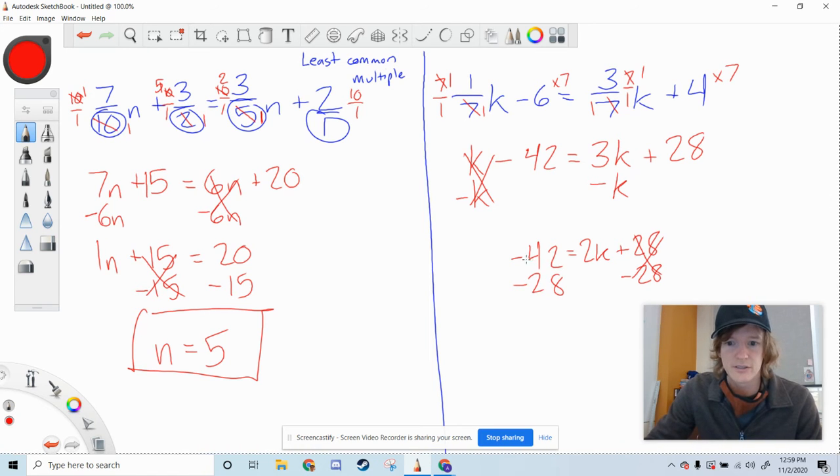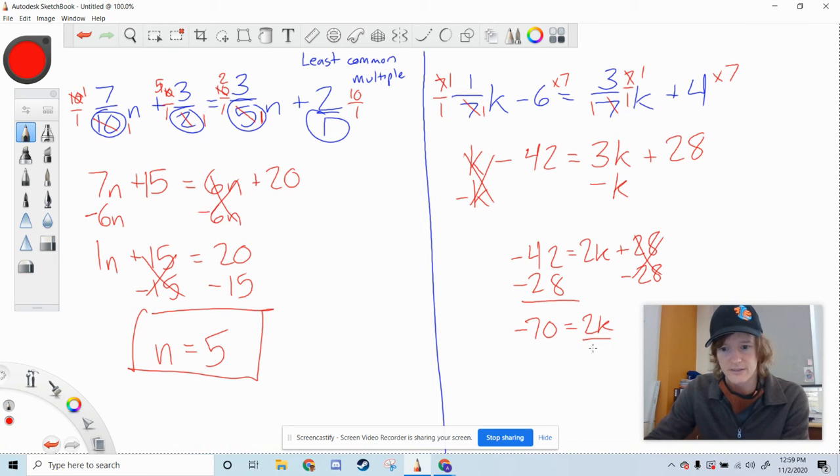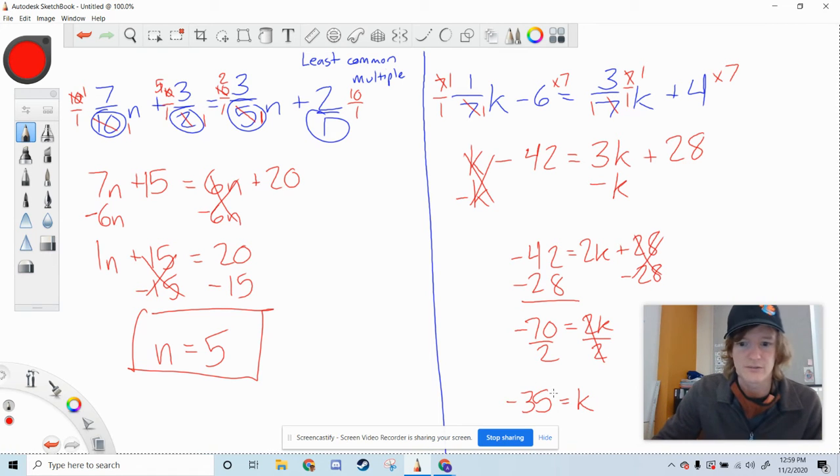Minus 28. Notice these are both negative signs. These are both minus, so this is going to be a very large negative number. So what I need to do is add these together and just make sure it's negative. I get negative 70 equals 2k. And my last step is to divide by 2 on both sides to get rid of this 2. I get 70 divided by 2. Half of 70 is 35. Make sure it's negative, because half of negative 70 is negative 35. And that is equal to k. So negative 35 equals k.